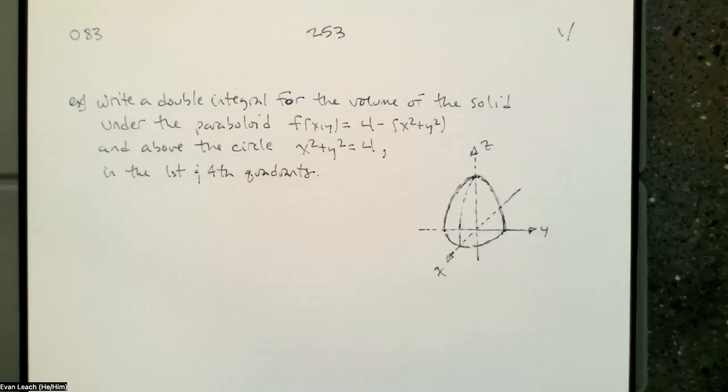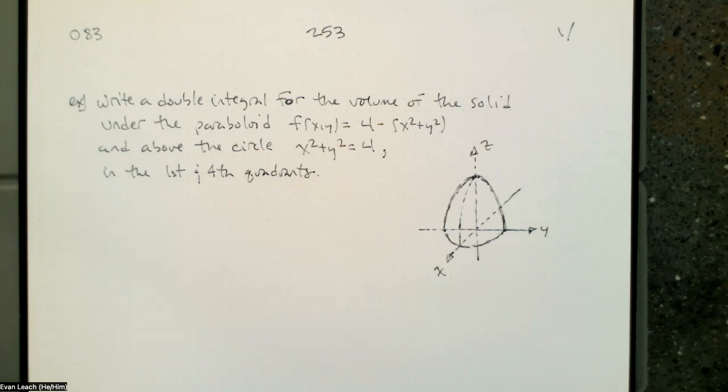Today we want to look at an example of writing a double integral for the volume of a solid. We're going to be thinking of this as the volume of the solid under a surface and above a region in the XY plane. So here, with this orientation, I'd say I want the front half of the solid under the paraboloid and above this semicircle.